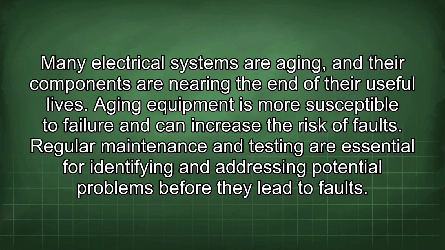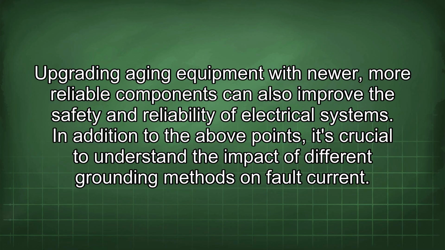Finally, aging infrastructure is often a cause. Many electrical systems are aging, and their components are nearing the end of their useful lives. Aging equipment is more susceptible to failure and can increase the risk of faults. Regular maintenance and testing are essential for identifying and addressing potential problems before they lead to faults. Upgrading aging equipment with newer, more reliable components can also improve the safety and reliability of electrical systems.